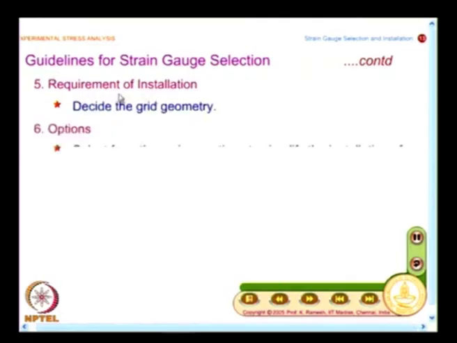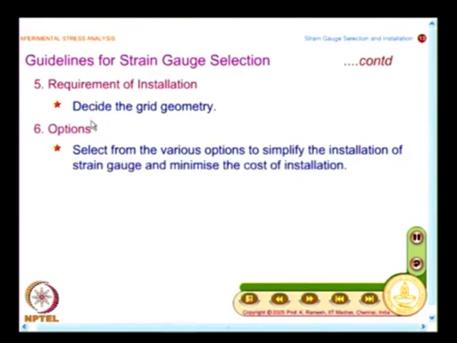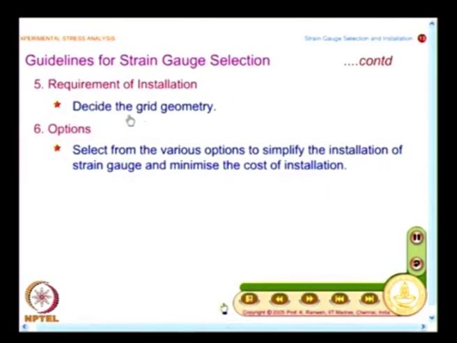See, this you may ignore. Many times you say, I am not going to install, only my technician is going to install, let him face the music of difficulties in installation. If you leave it, you do not have confidence in the strain measurement. You will also have to look at difficulties in installation as an issue and decide the grid geometry.